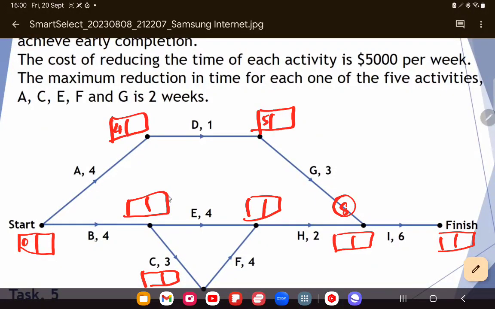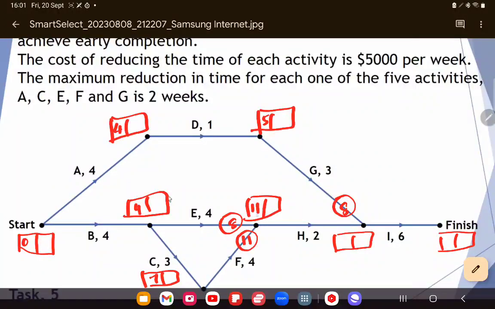On the other hand, if we go along activity B, 0 plus 4 is 4, and then we could go along activity E or continue with activity C. If we go along activity E, it's 4 plus 4, 8 here, and otherwise along C, 4 plus 3 is 7 here, and then 7 along activity F, 7 plus 4 being 11 here.